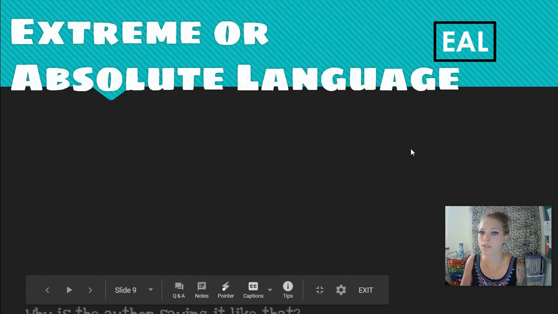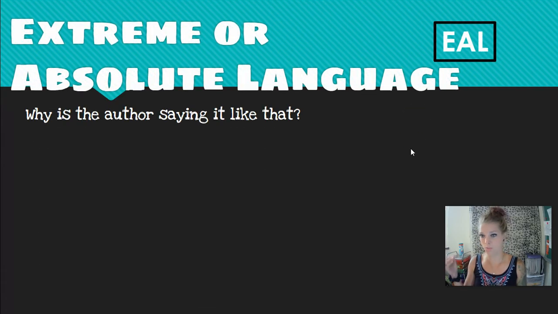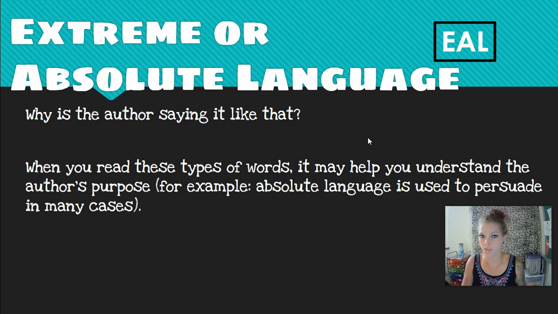Extreme or absolute language. These are not extreme words like big words. That's word gaps. Extreme, absolute language is more like, why is the author saying it like that? That's when you'll see words like always, never. The author is trying to persuade you to think a certain way. When you read these types of words, it may help you understand the author's purpose.